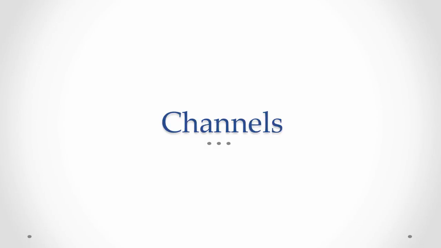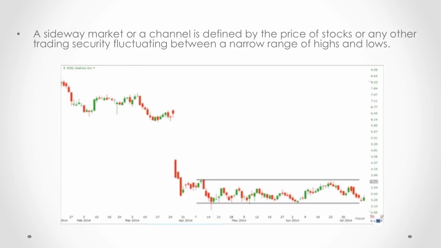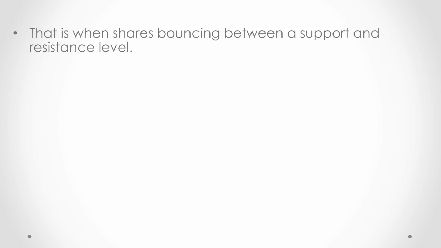Alright, so next we look at the different channels. These are channels. When the price moves between your support and resistance lines, that's a channel. A sideways market or a channel is defined by the price of stocks or any other trading security fluctuating between a narrow range of highs and lows. That's when shares bounce between support and resistance levels.